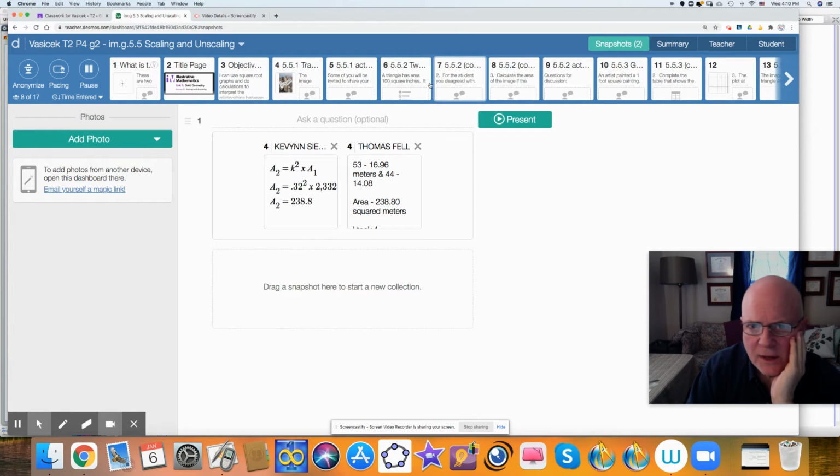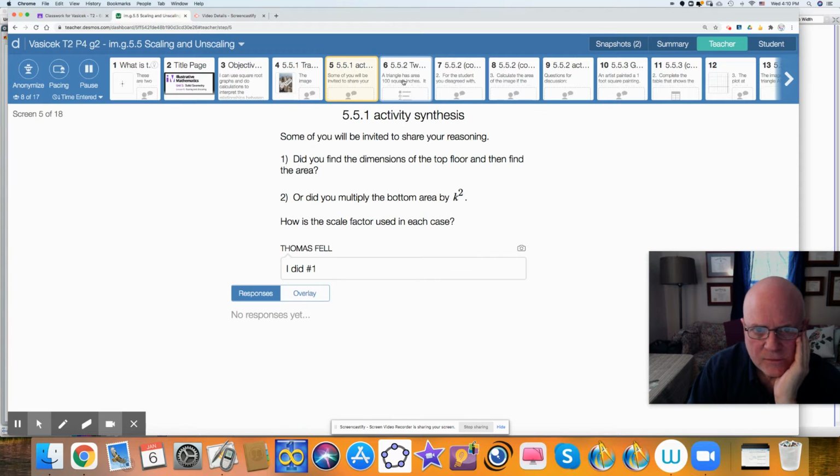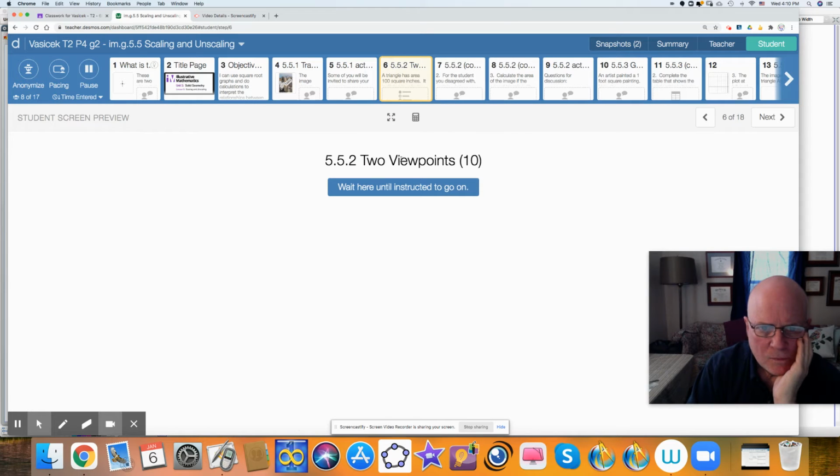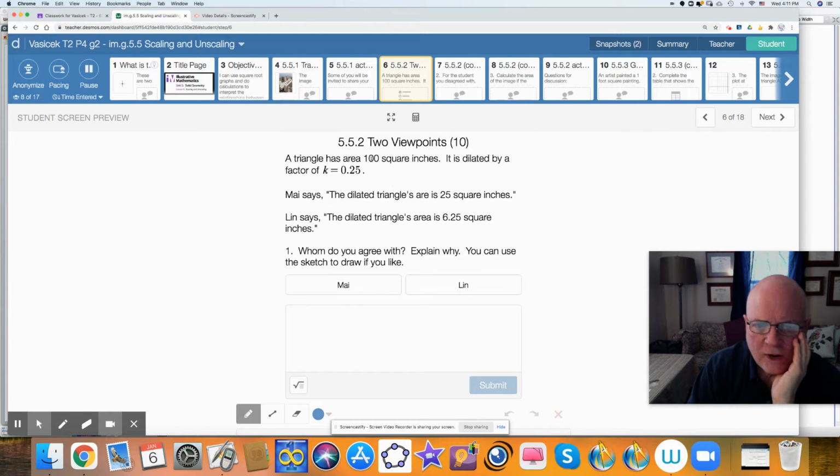Now, let's see, where are we? Two viewpoints. A triangle has an area of 100 square inches. It's dilated by a scale factor of 0.25. Maya says its triangle area is 25 square inches. Lynn says, wait a minute, it's 6.25. With whom do you agree and why?